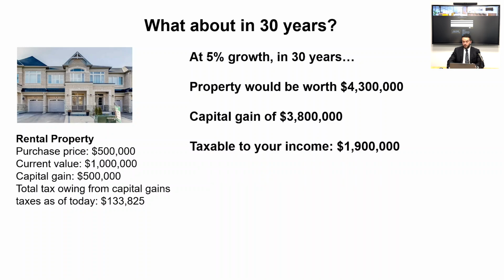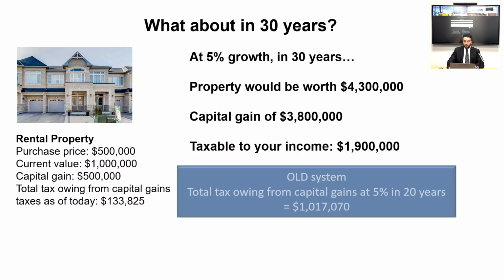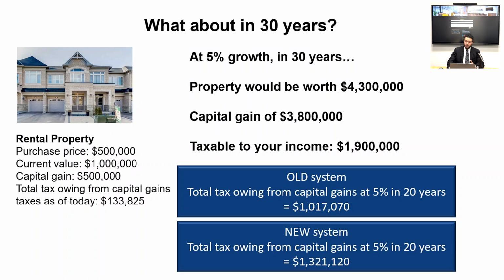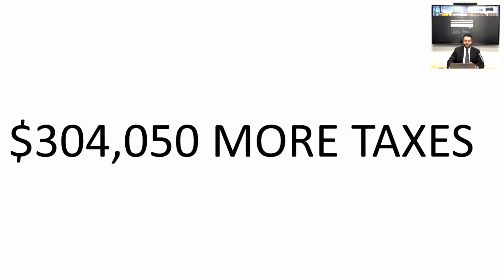So now what's taxable to your income would be 1.9 million with the old system. So the total tax owing is just over $1 million at $1,017,070, except with the new system, it's $1,321,120. So there's a big difference now. You're at over $300,000 more in taxes with the new system.